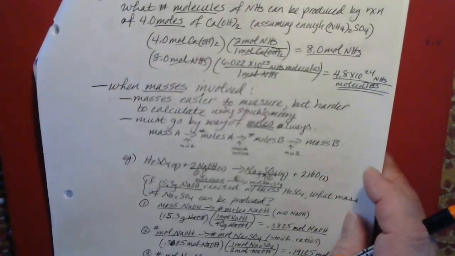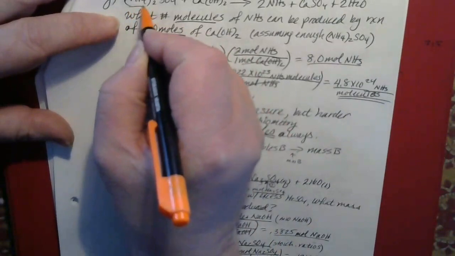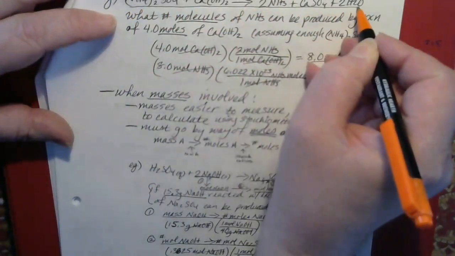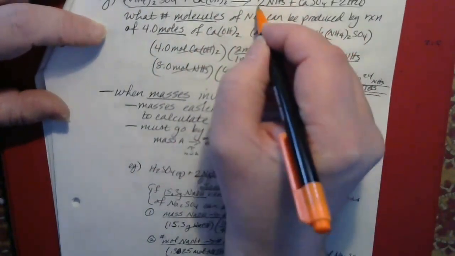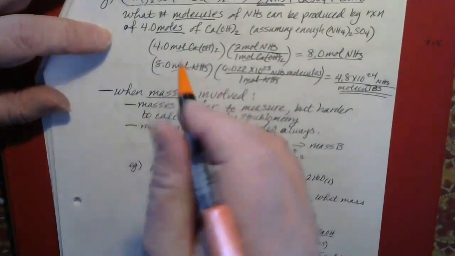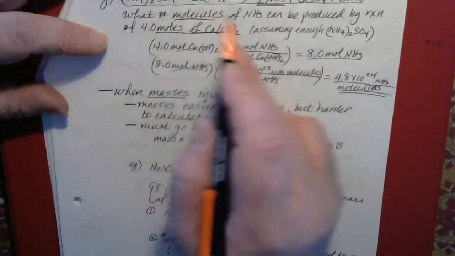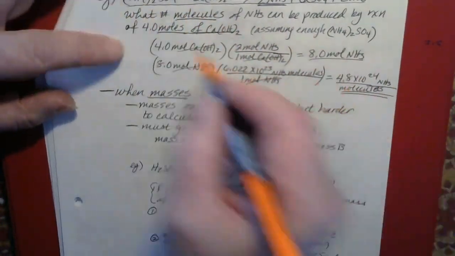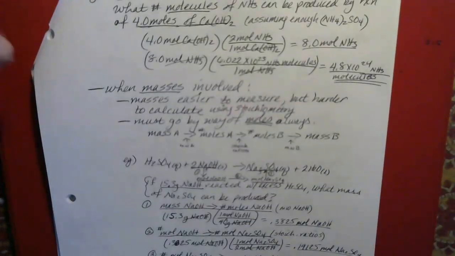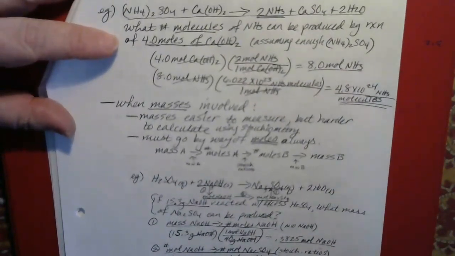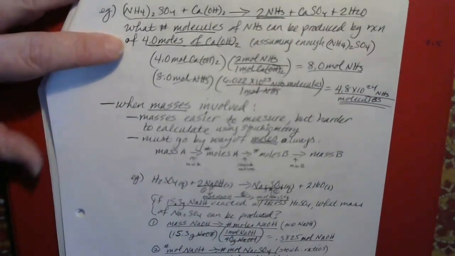So an example of something a little more complicated might be: what number of molecules of ammonia can be produced by a reaction of 4 moles of calcium hydroxide, according to the reaction above, assuming that you have enough of the other reactant? And we'll see in a little while what happens if you don't have enough of the other reactant. But anyway, if they don't tell you how much of the other reactant you have, then you pretty much have to assume that you have enough.